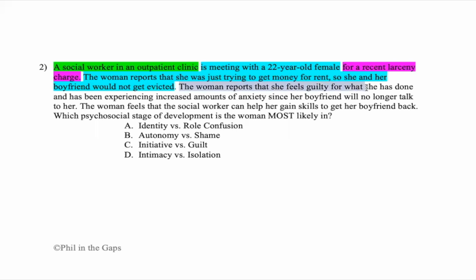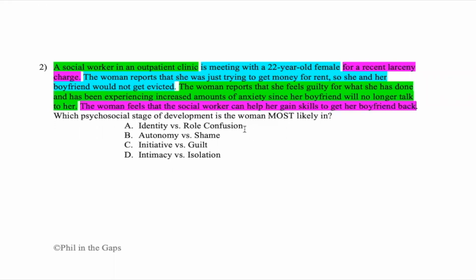One reports that she feels guilty for what she has done and has been experiencing increased amounts of anxiety since her boyfriend will no longer talk to her. That is her main focus at this moment. And the woman feels that the social worker can help her gain skills to get her boyfriend back. Which psychosocial stage of development is the woman most likely in?